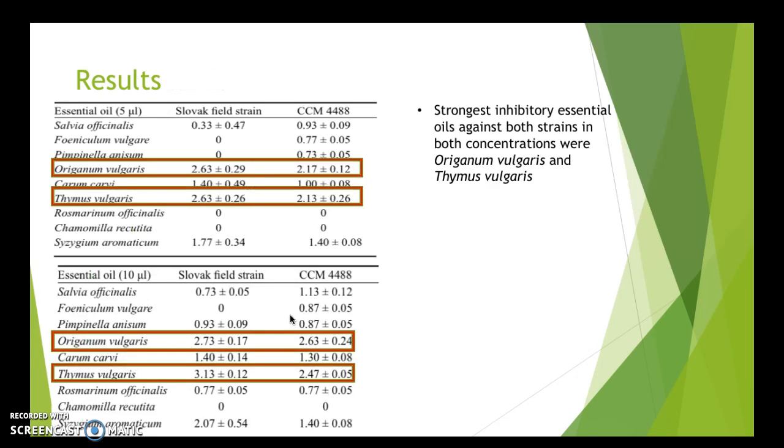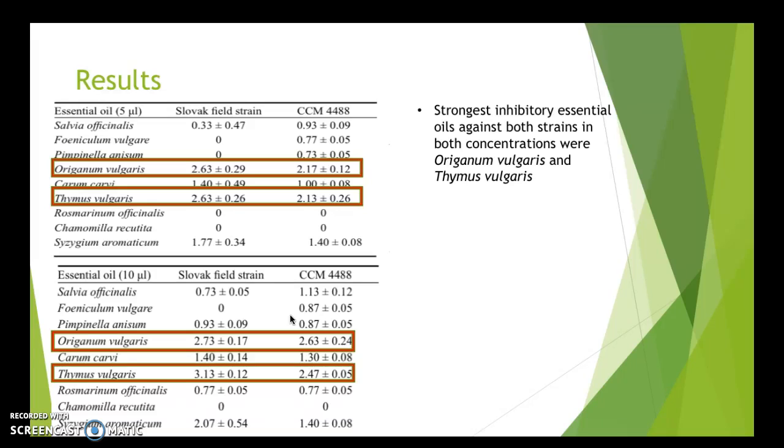The top figure shows the zones of inhibition of different essential oils at a concentration of 5 microliters. The bottom figure is the same, however the concentration is 10 microliters. As you can see, I've highlighted two different essential oils, Oreganum vulgaris and Thymus vulgaris. These oils are important because they have the strongest inhibitory action on both strains of pea larvae.